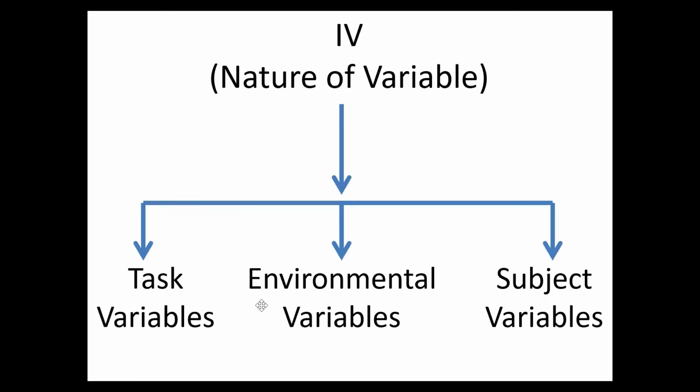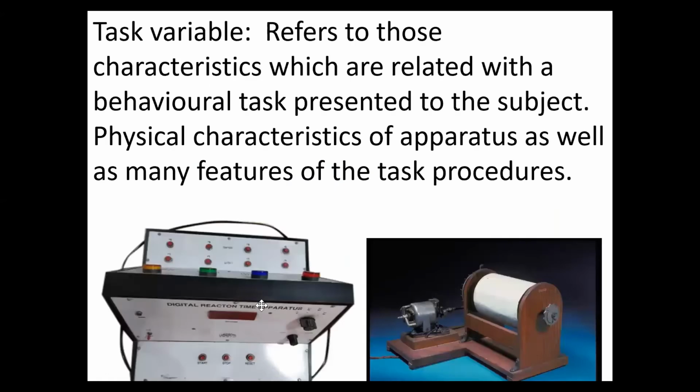Now, the second classification of variables is on the nature of the variable. These are task variables, environmental variables, and subject variables. Task variables refer to those characteristics which are related to the behavioral task presented to the subject. Physical characteristics of apparatus as well as many features of the task procedure come under the category of task variables. For example, if you are dealing with a memory drum, all the characteristics of the memory drum would come under the category of task variables.